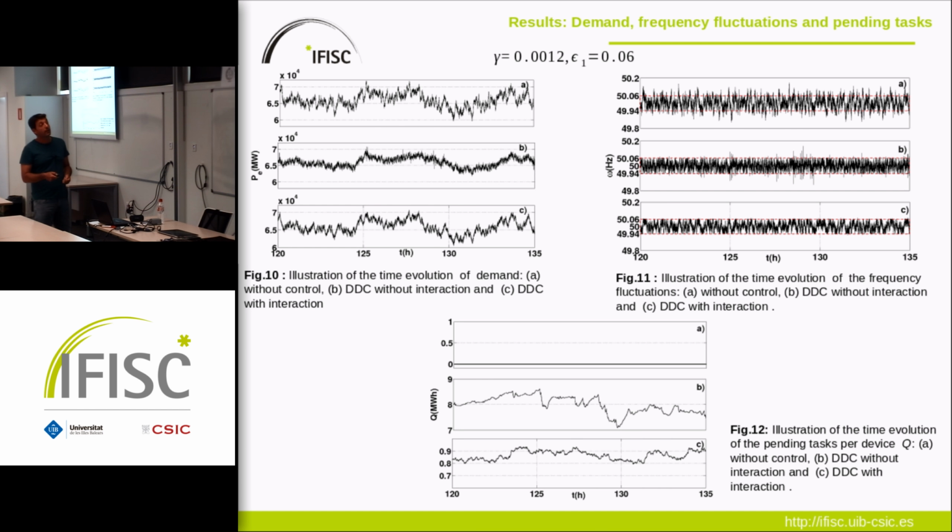And as a matter of fact, the pending tasks in this case are around 8. In the same case with these device-device communications, pending tasks are reduced 10 times. So actually the system works very well in this case. So it's a nice example of how a complex system can self-organize for a proposed task of keeping control of the fluctuations.